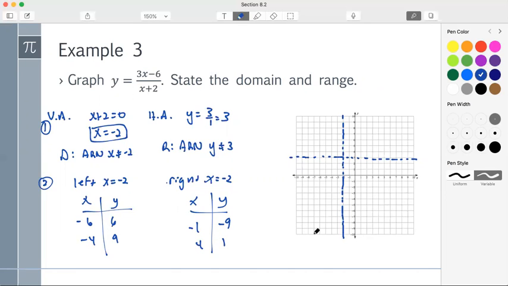All right, so negative 6, 6 looks to be right there. Negative 4, 9 looks to be right there. I know the general shape for a hyperbola. Negative 1, negative 9 looks to be right there. 4, 1 looks to be right there. I know the general shape of a hyperbola. And there it is. And that is step 3.